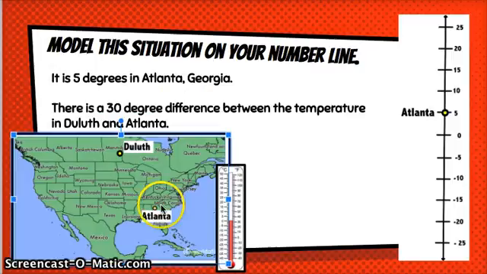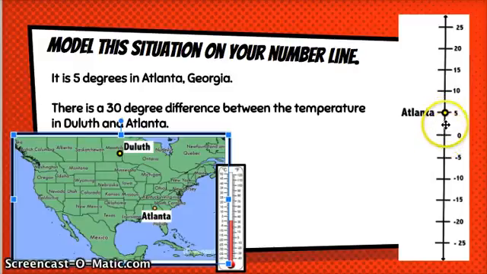Now, thinking about Atlanta and thinking about the video you saw of Duluth, you can imagine that it's going to be a reasonable assumption that it's going to be colder in Duluth than in Atlanta. So when we say 30-degree difference, we're not going to go 30 degrees up, we're going to go 30 degrees down. Now remember, each space is worth 5.